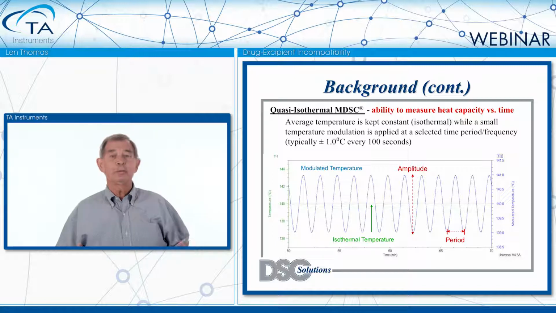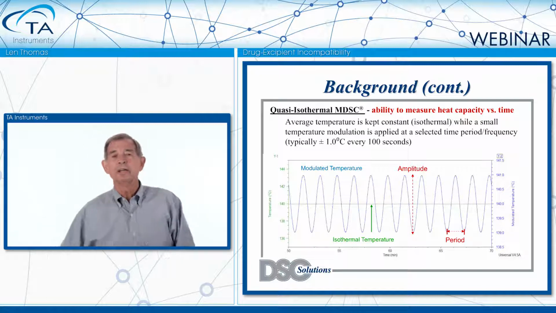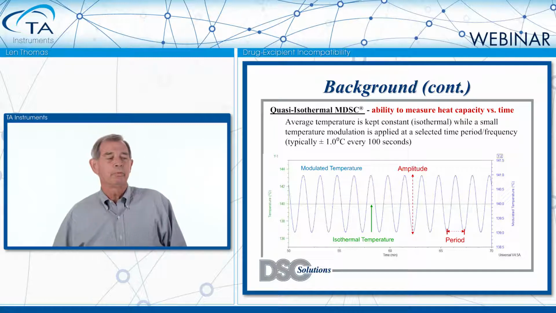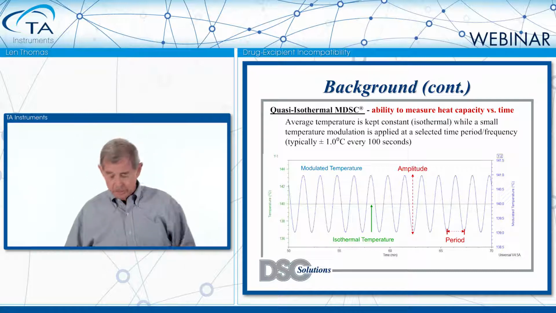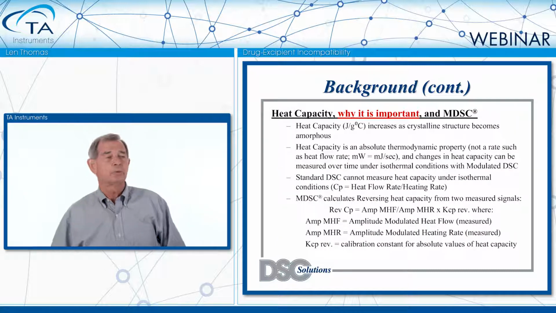Since it's a sine wave, we have to define the time period, the frequency of that sine wave. And again, the recommended condition here is 100 seconds. Believe me, you can use many other conditions, but we're not going to get into how we select conditions today. That would be something that would be done during a modulated DSC webinar. Hopefully I can do that sometime in the coming year. So that's the temperature basis of our MDSC isothermal experiment.